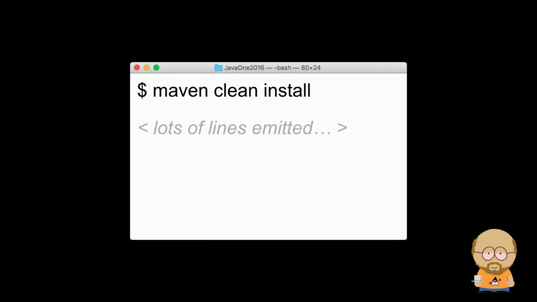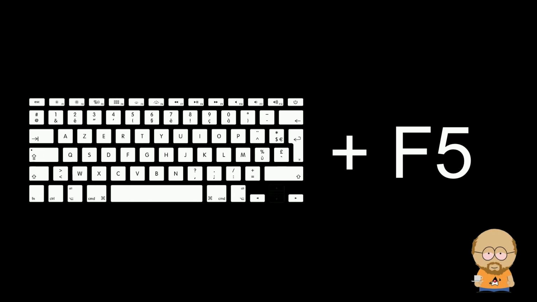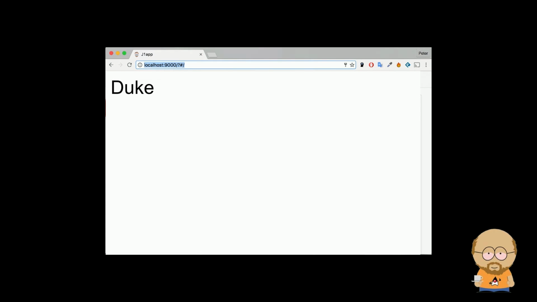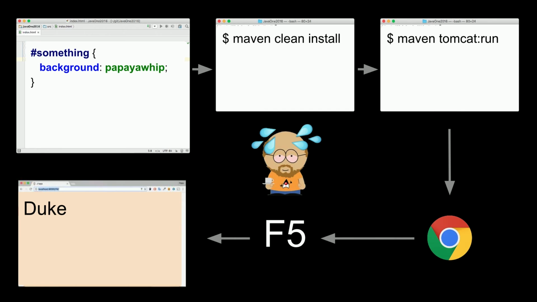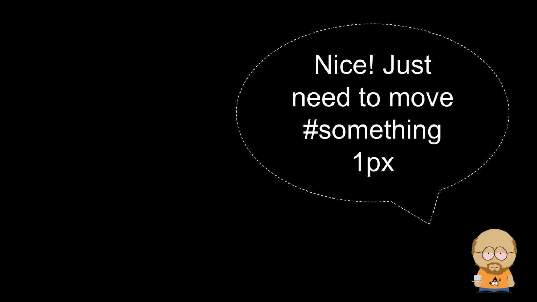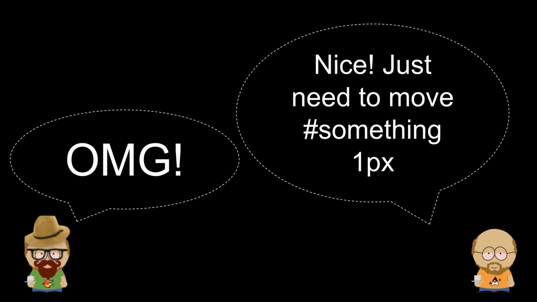Then I do Maven clean install, and then I start my Tomcat using Maven Tomcat run, head to my browser, press F5, and I see the amazing result. And I can see you're really impressed, so let's tweak the background color so it's even more amazing. So I like the papaya whip, so I change my CSS, I do Maven clean install, I do Maven Tomcat run, head over to the browser, press F5, and I look like that, and oh my god, do I really need to move something 1 pixel? I'm afraid so. I'm afraid so.